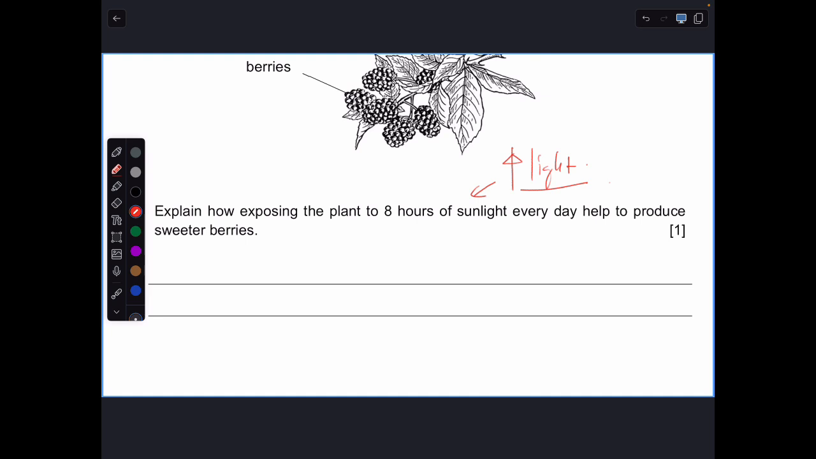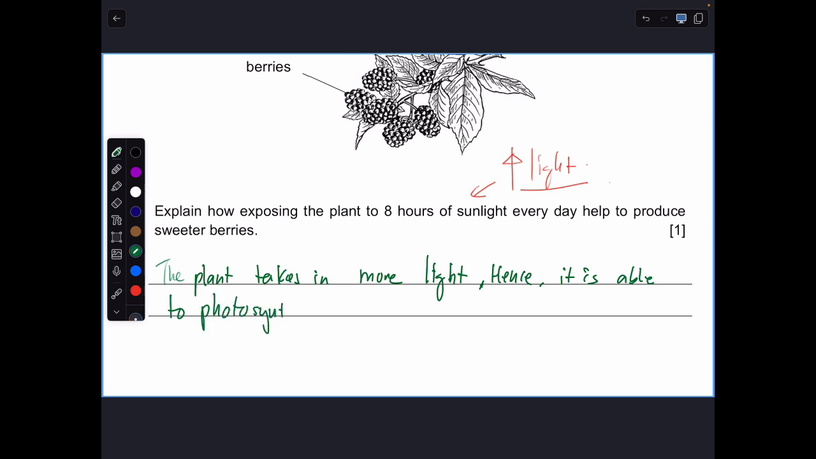Cause and effect, what's the cause? The cause of it is that now at 8 hours, the plant is able to receive more sunlight. So you must say the plant or the leaves takes in more light. Hence, it is able to photosynthesize more. Okay, you can stop here, half mark.